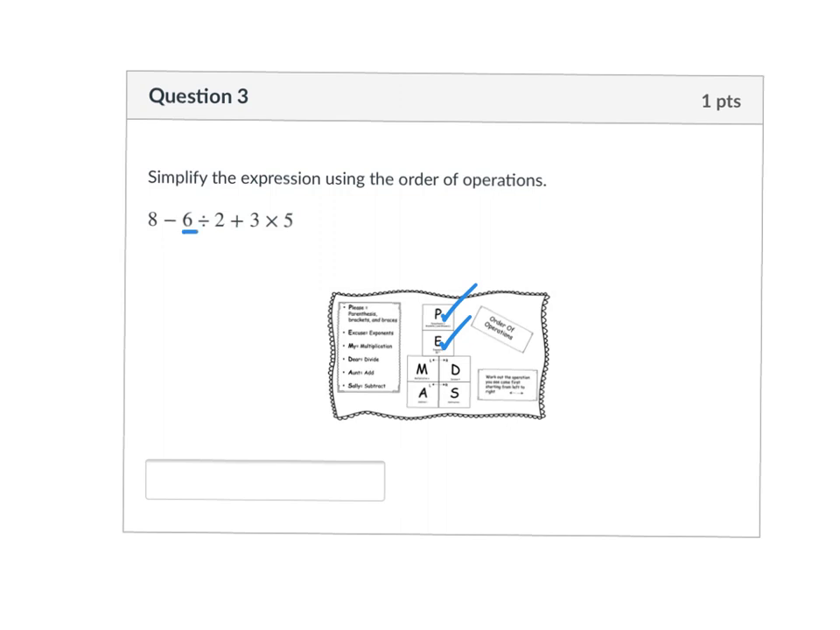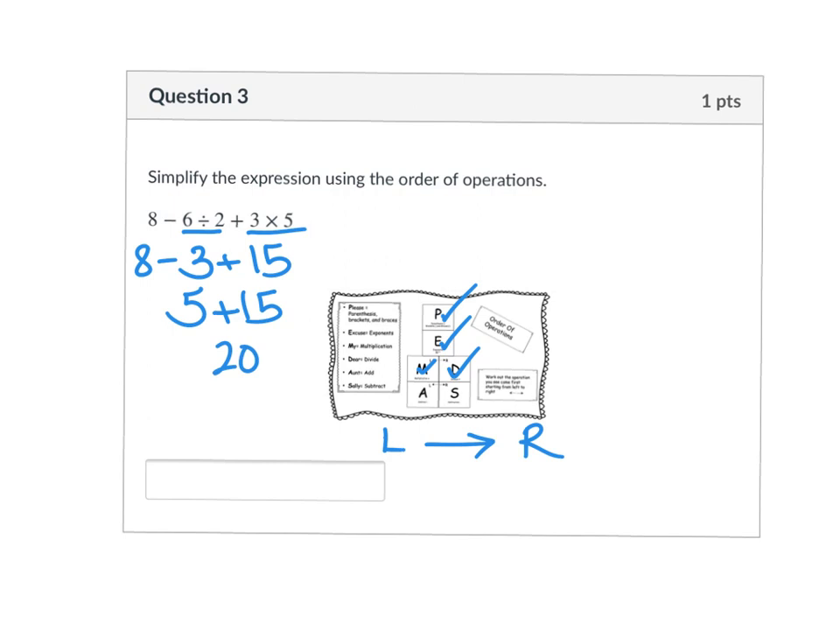So I see some division here, and I see some multiplication here. I'm going to do my division first. So 6 divided by 2, that gets me 3. And then I'm going to do my multiplication. 3 times 5 is 15. Okay, so I took care of all the multiplication and division from left to right, and now I need to do the addition and subtraction. Again, I'm going to move from left to right. So my first step is 8 minus 3 equals 5, and then when I add it to 15, my answer is 20.